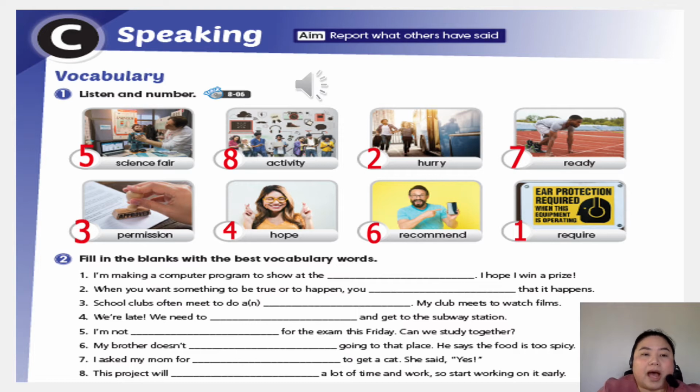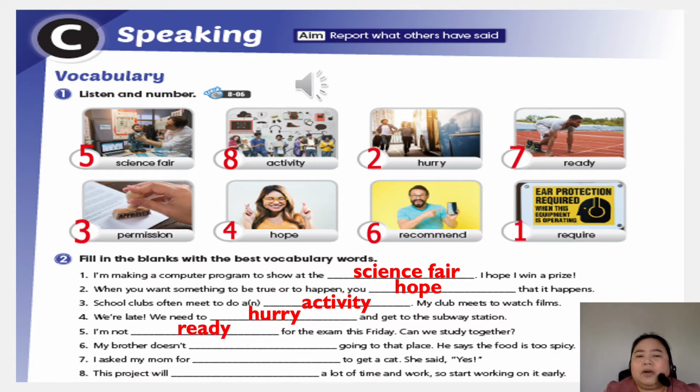Okay, number 1, I'm making a computer program to show at the science fair. Good job. Okay, number 2, when you want something to be true or happen, you hope. Yeah, hope means like you want something to happen. Number 3, school clubs often meet to do what? To do activity. Number 4, we're late. We need to hurry. Number 5, I am not ready.